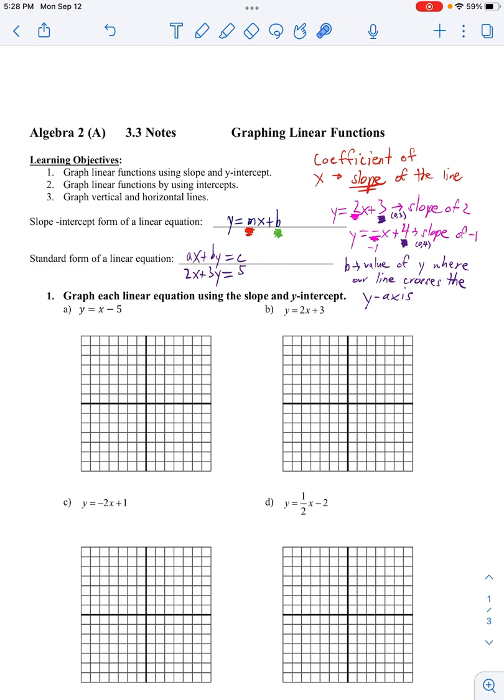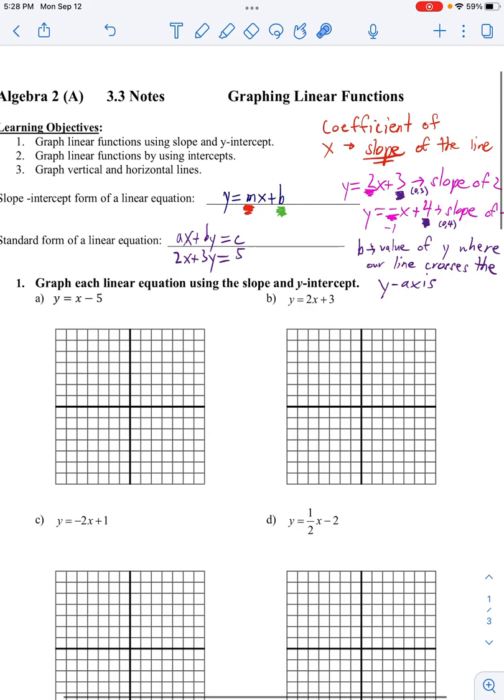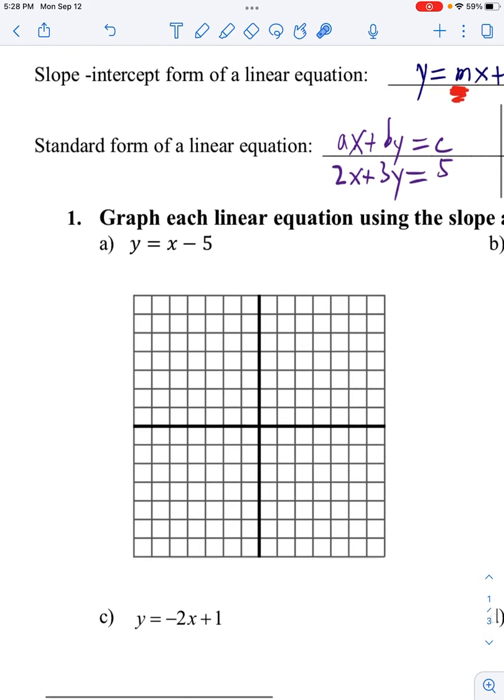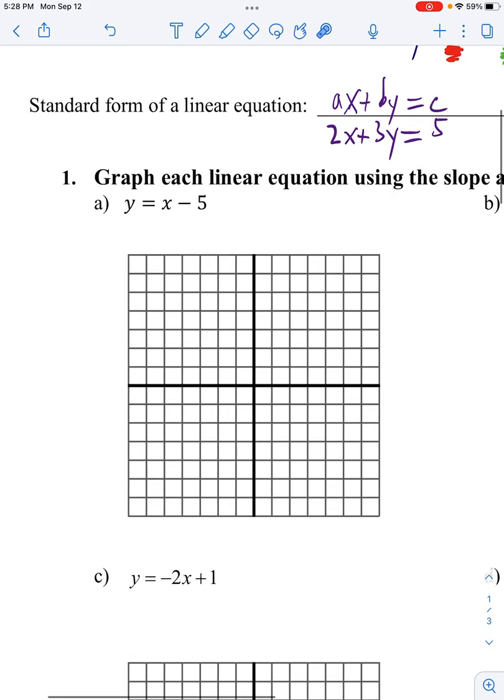So now let's practice graphing linear equations that are in slope-intercept form. Looking at part A under number 1, I have the line y equals x minus 5. That's in slope-intercept form. Why? Y is by itself. Let's think about this, guys. The number next to my x is 1, so my slope m is 1.